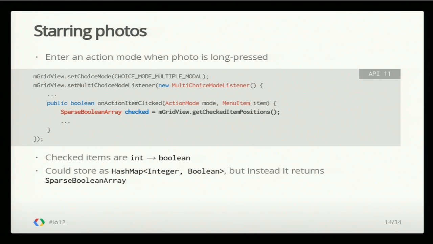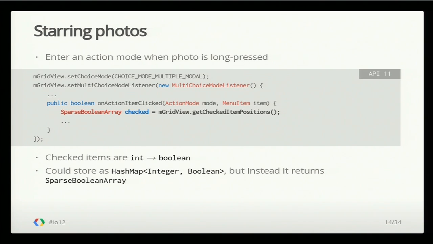And we can do this using an action mode, which is something introduced in Honeycomb. We can do this by using the setChoiceMode multiple modal. And when we do that, when the user long presses on one of the photos in our list, our action bar will actually swap, and it'll be replaced with an action mode, where the user can select various items, various photos from the list, and then apply an action to them, like starring or unstarring.